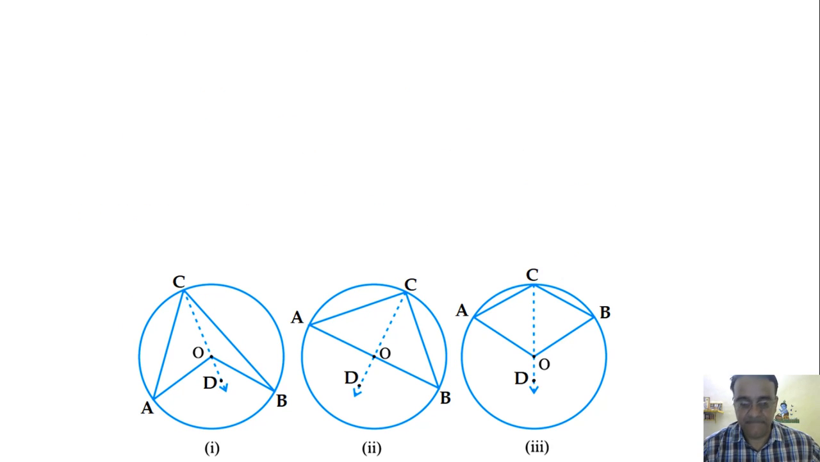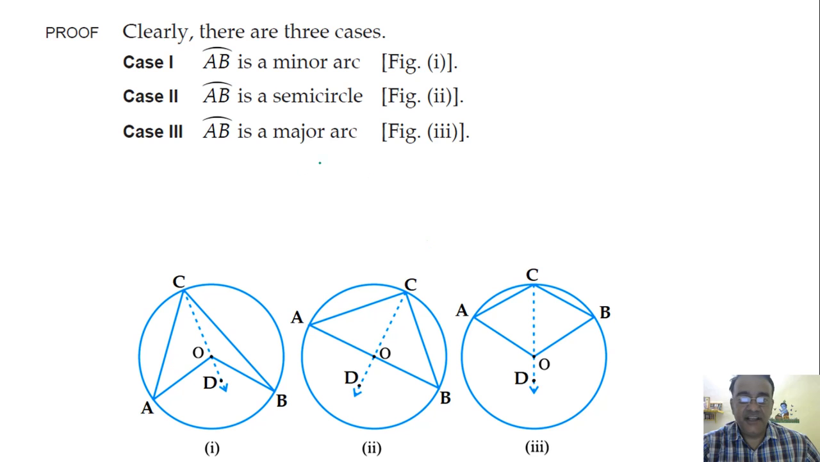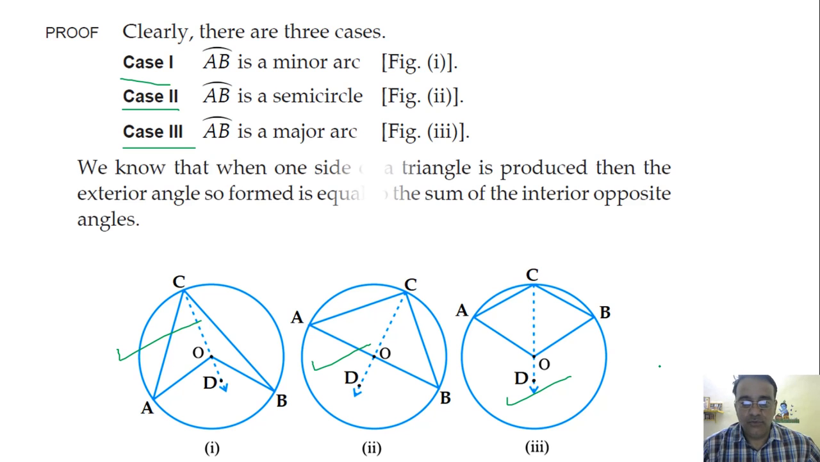Okay, now the proof part. So we have three cases. Case number 1 when AB is a minor arc, case number 2 when AB is a semicircular arc, case number 3 when AB is a major arc, right? So we will start with the first one. When one side of a triangle is produced, the exterior angle so formed is equal to the sum of the interior opposite angles. You can write this simply as the exterior angle property of a triangle. So see, this angle is equal to the sum of these two angles.